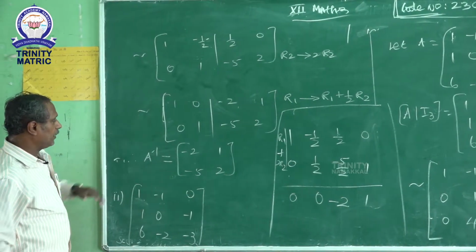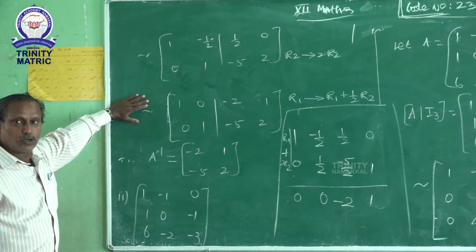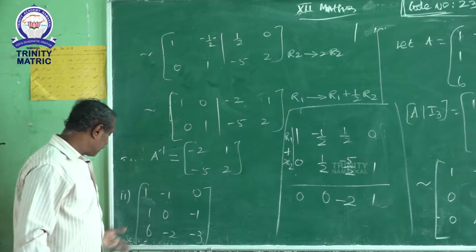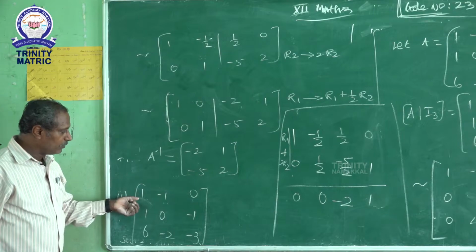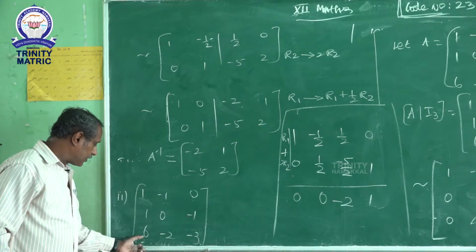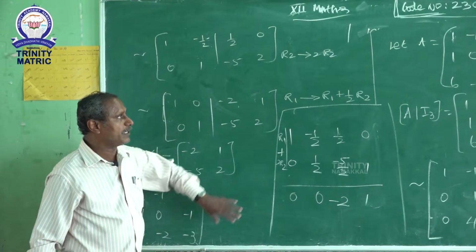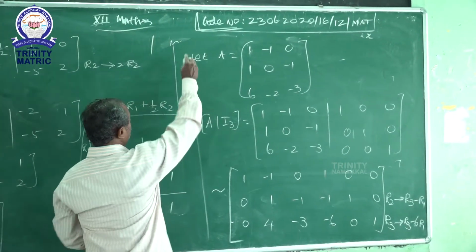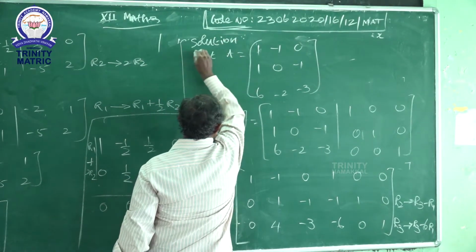Next, this is the method to find the inverse by the Gauss-Jordan method. Next, move on to a matrix of order 3 by 3. This is also an example from the exercise. Third Roman, second one. It is 1, minus 1, 0, 1, 0, minus 1, 6, minus 2, minus 3. So we have to find the inverse of this matrix, making use of the Gauss-Jordan method. By using the Gauss-Jordan method, first we have to assign the name.